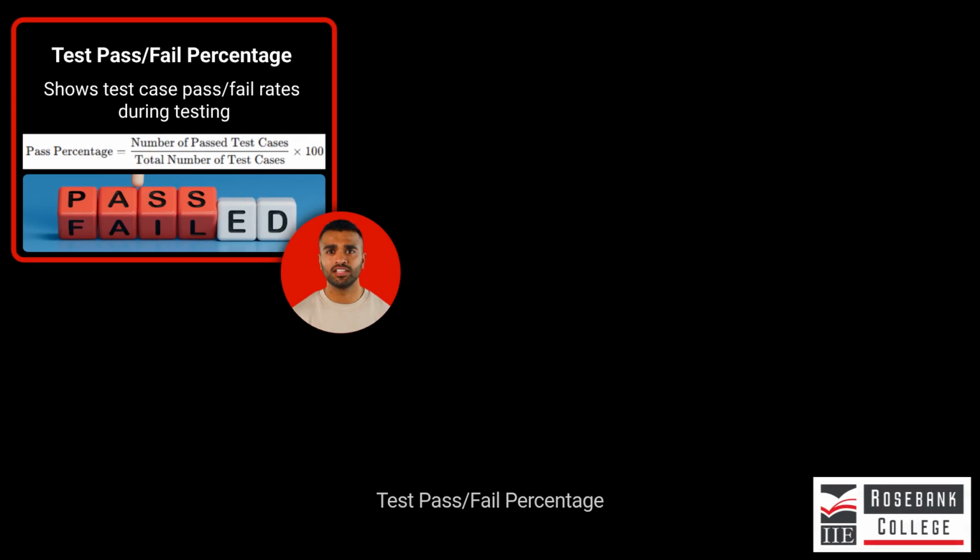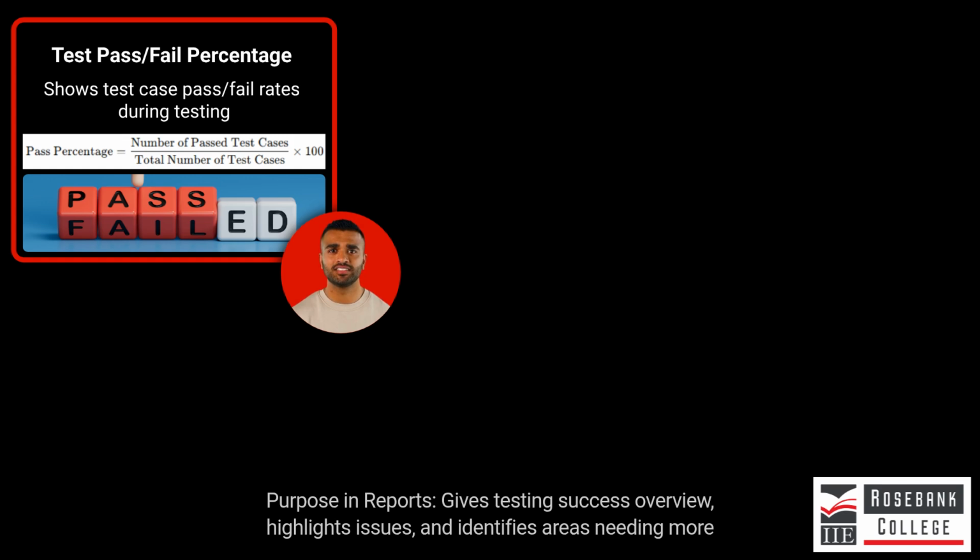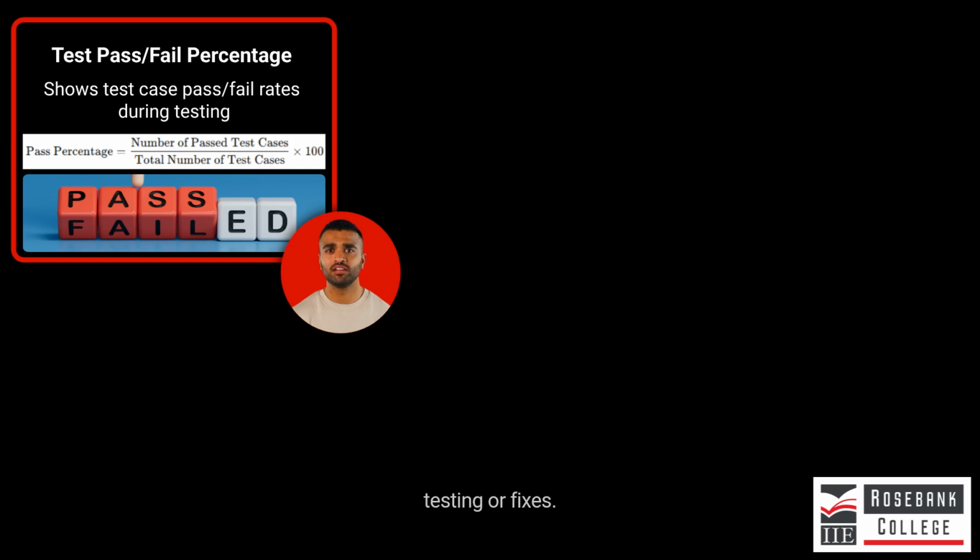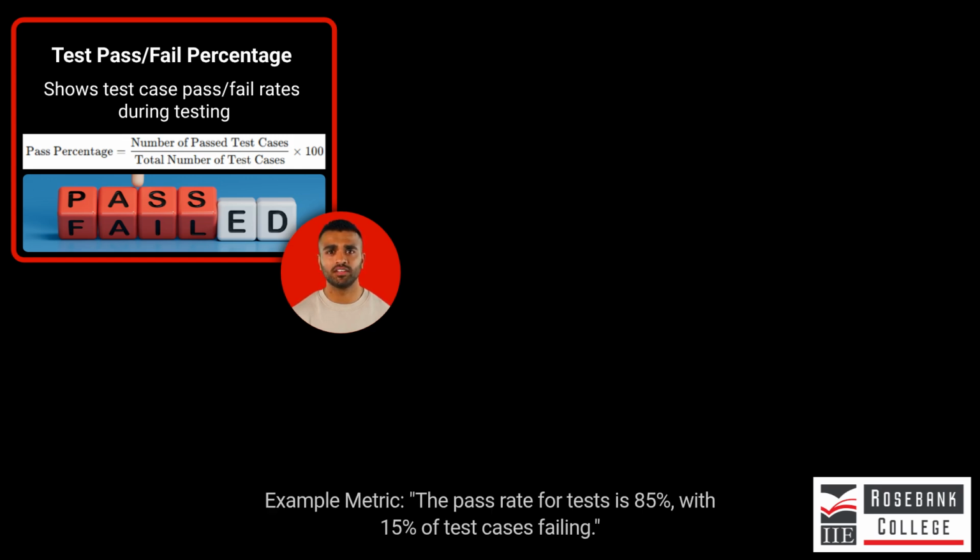Test pass fail percentage. Definition: shows test case success or failure rate. Formula. Purpose in reports: gives testing success overview, highlights issues, and identifies areas needing more testing or fixes. Example metric: the pass rate for tests is 85% with 15% of test cases failing.